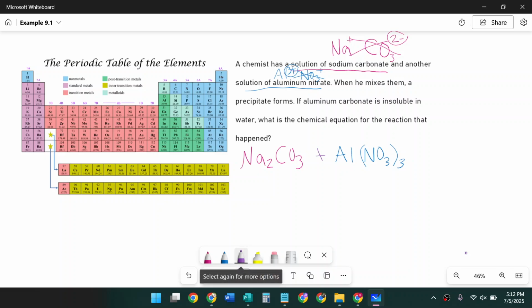So plus. All right, so a precipitate forms. If aluminum carbonate, here's a new one, we haven't done that one yet, is insoluble in water, what is the chemical equation for the reaction that happened? Aluminum carbonate must be our precipitate coming out. We can also go back and include in here that these are aqueous, because they tell us it's in a solution.